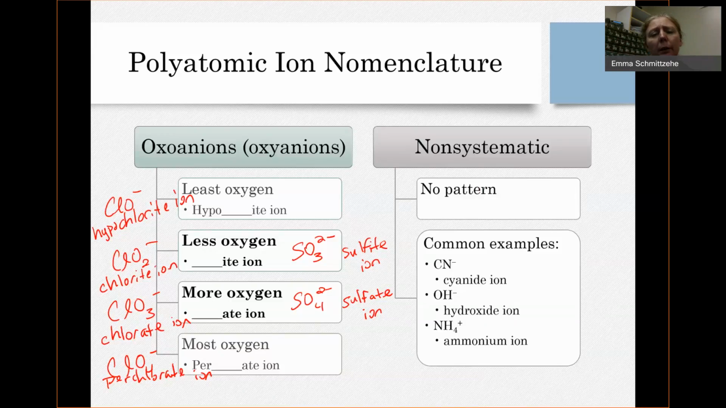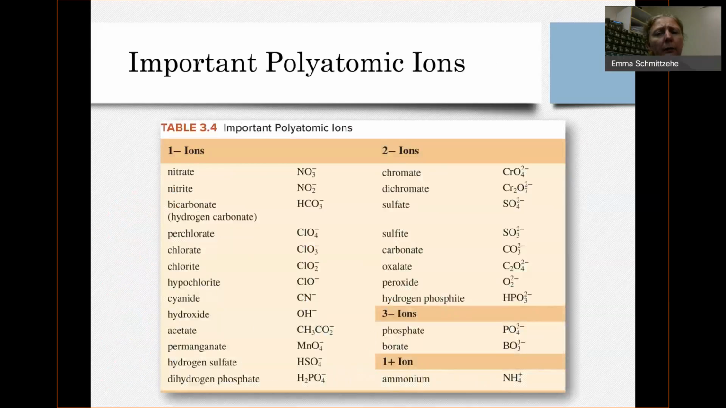Now I've got a couple other slides here that are just resources showing you some different lists of polyatomic ions. So these have even ions that I didn't talk about, but some of them are oxoanions, so they follow the same naming convention as the other oxoanions. And then some are just other random ones. So you can see there are some that don't follow some set systematic that match patterns with others.